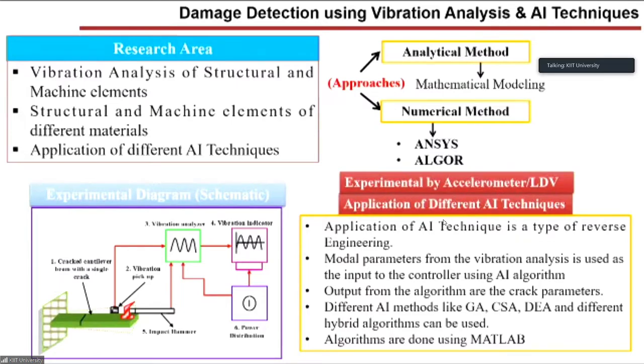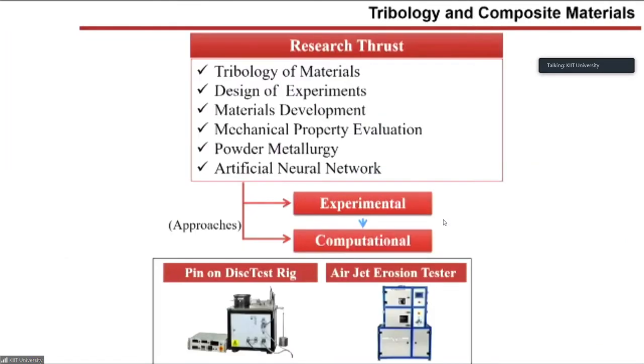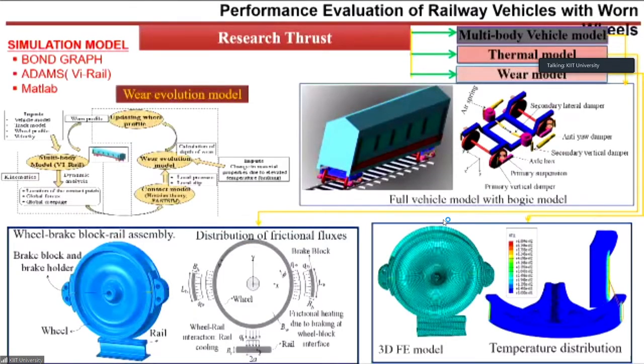We have another thrust area of research for students, which is tribology of composite material, where they are conducting research on tribology aspects, material development aspects, mechanical characterization aspects, powder metallurgy, and also the application of artificial neural networks. So it's a combination of mechanical, electronics, material, the School of Computer Science, and also the electronics students.